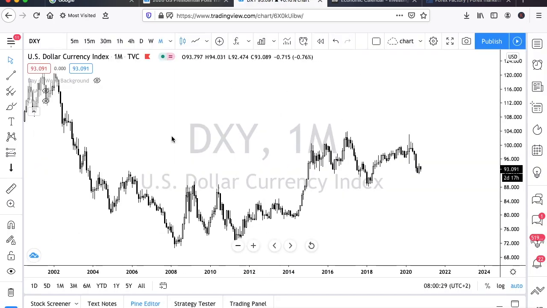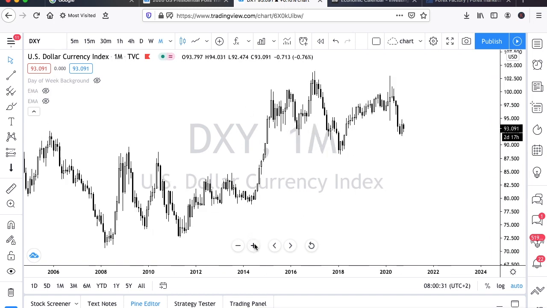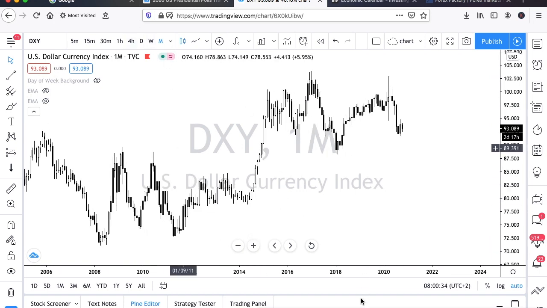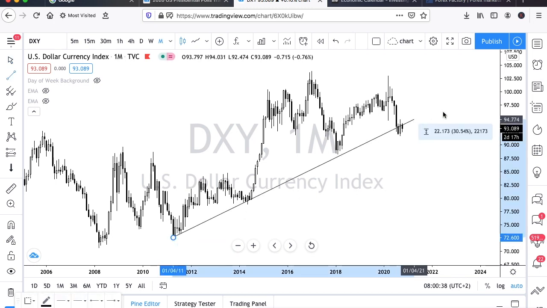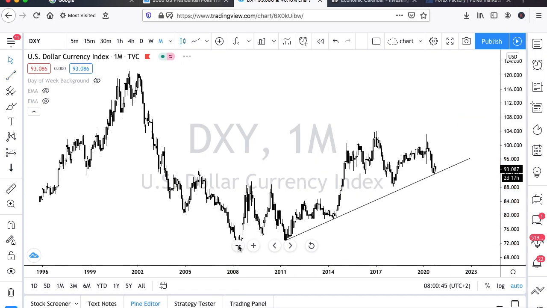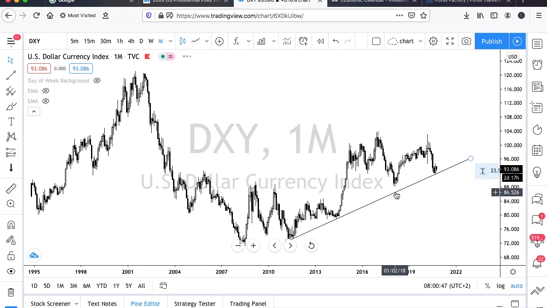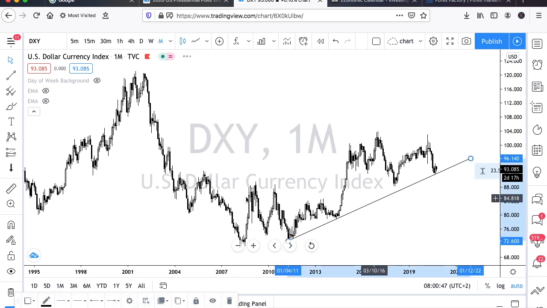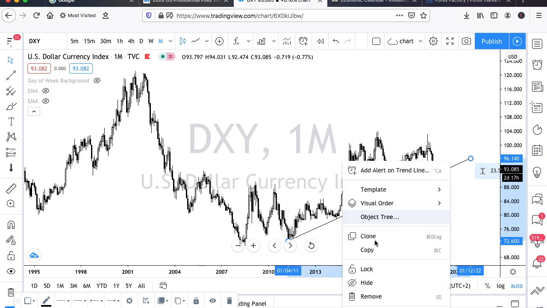So we first zoom out. I'm on the monthly time frame. As you can see, on the dollar index, we've had this trend line here where it's been finding support. This trend line here. You can zoom out. We're mostly focusing on the recent price action. We won't have to look back here at the things that happened in 2004. We just start from 2010, let's say. So we get this line.